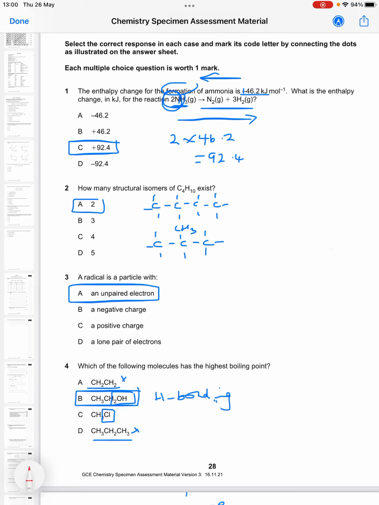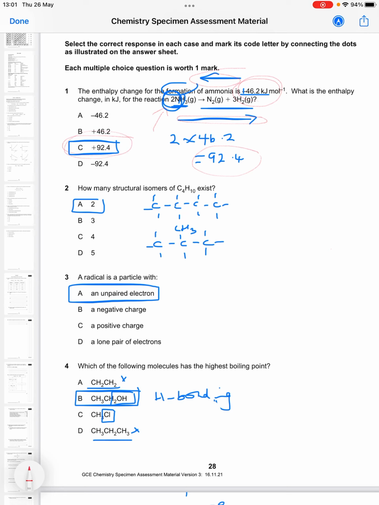So when we look at this, we'll see that the enthalpy change for formation of ammonia, which is going in the direction of this arrow, is minus 46.2. So when we're going in the direction of the other arrow for this reaction, from ammonia to its elements, we'll have to change the sign. So there are 2 moles of ammonia here. So 2 times 46.2 is 92.4, which is answer C.